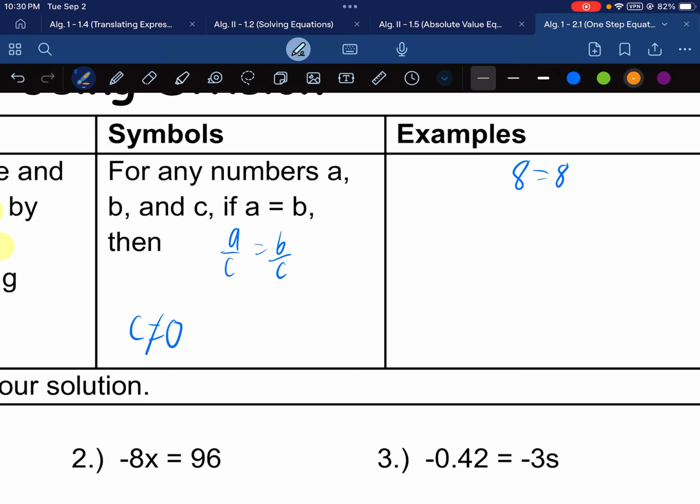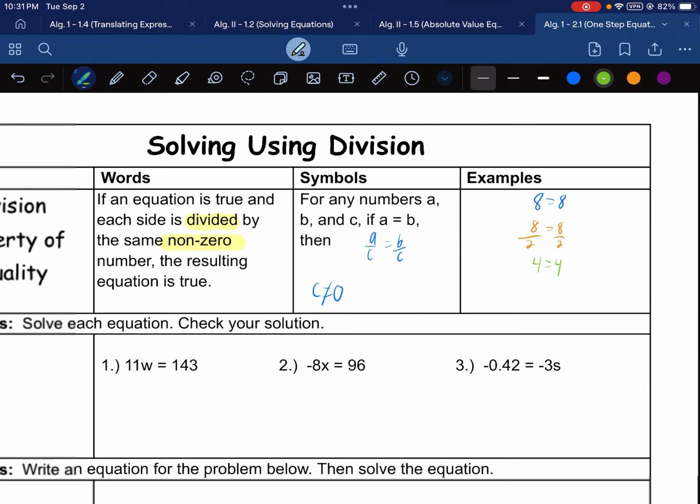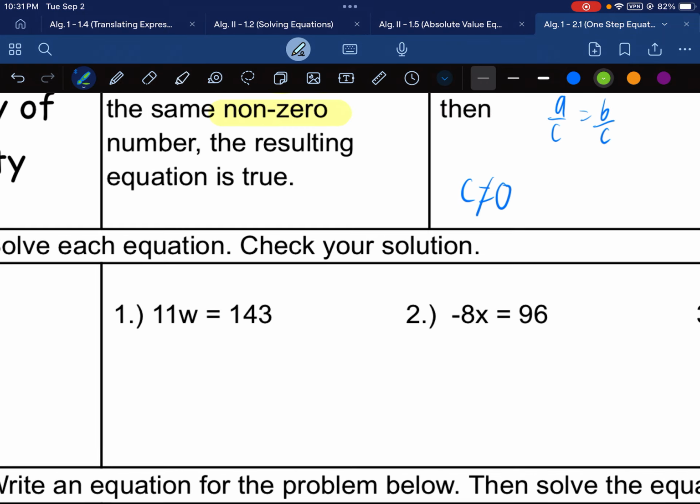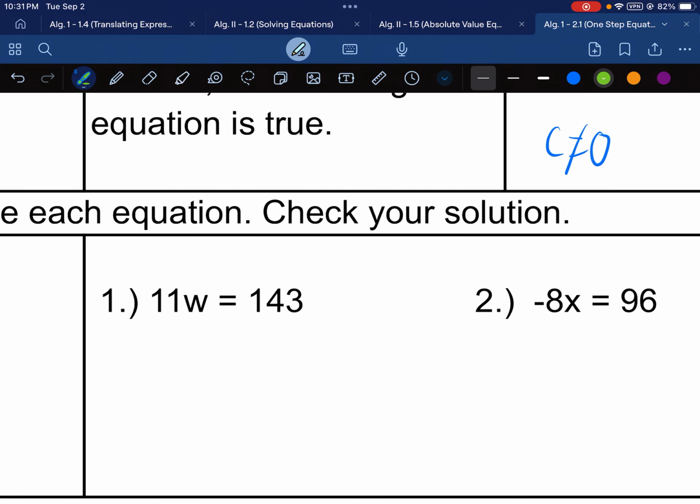So if I were to start with a true equation, 8 equals 8, and we were to take 8 and divide by 2 on each side, we end up with the resulting equation, 4 equals 4, which is true. So as long as it starts true, we divide the same thing on both sides, we get a true equation to end. So let's work on solving these.